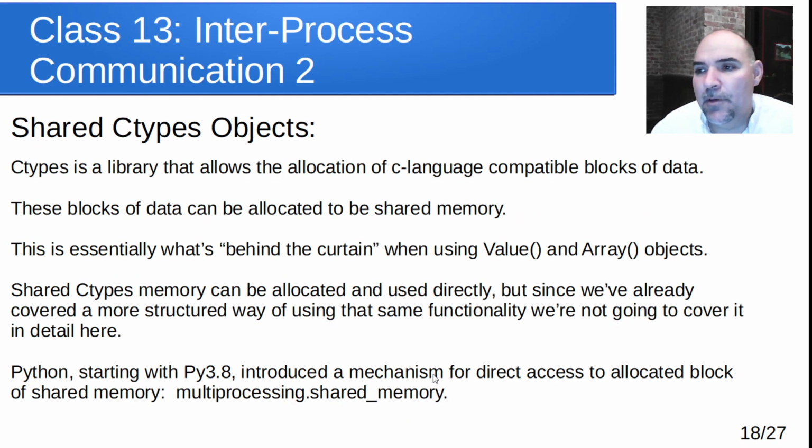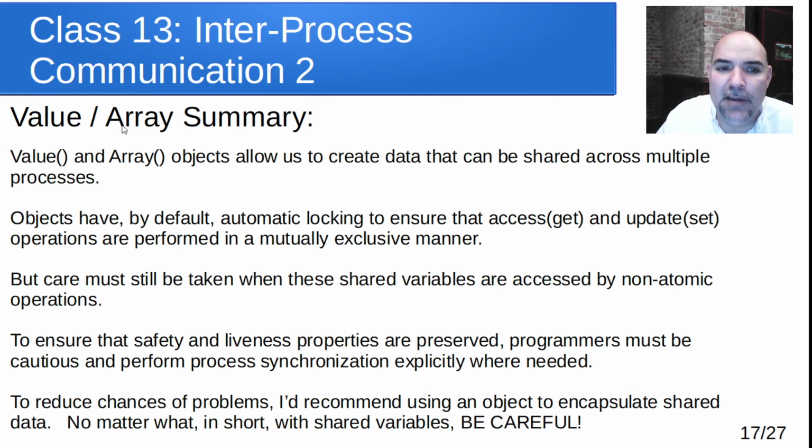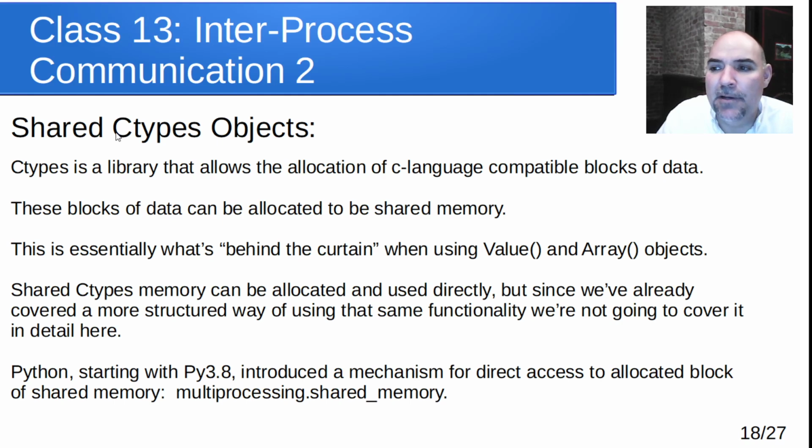All right, now there are what are called shared C types, which are that same thing where you can make C language compatible blocks of data. Really, that's what's going on behind the scenes in these value and array objects that we already talked about. That's essentially what's behind the curtain when we use value and array objects. It's just doing that for us. You could do it directly, but it's a lower level way to do the same thing we can already do with these, so it's less abstracted. Maybe you would want to do that, but I'm not going to cover it in detail here.